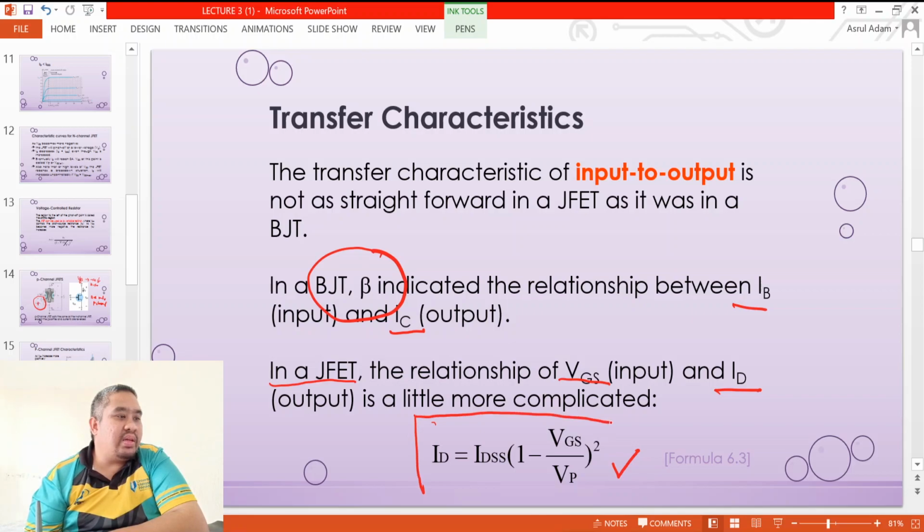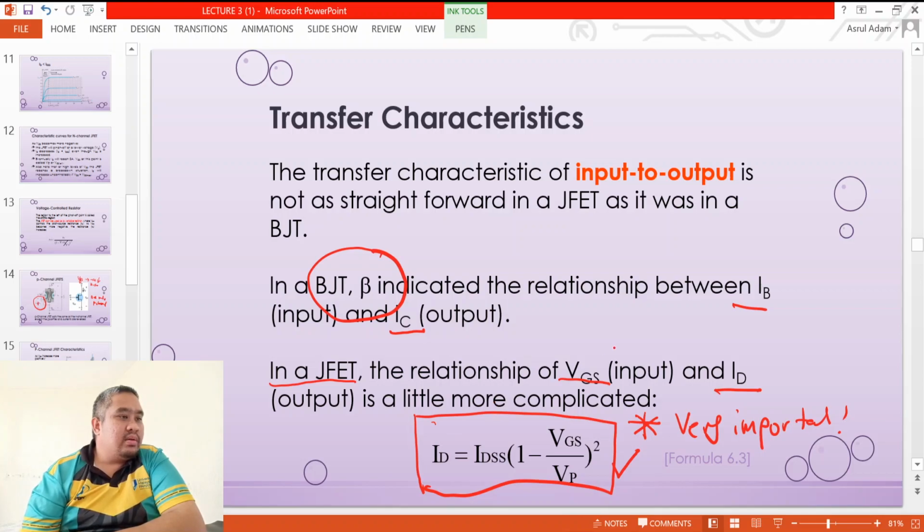This formula is very important. We will use this for our calculation, so I highlight it here. It is very important. How to use it, we will discuss later on. All right, next slide.